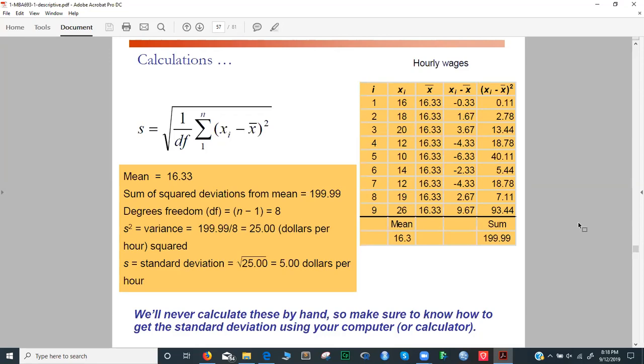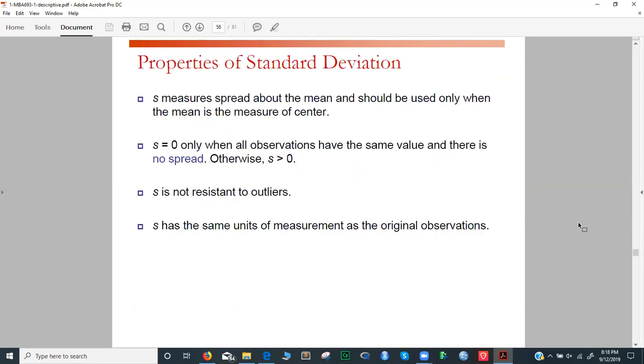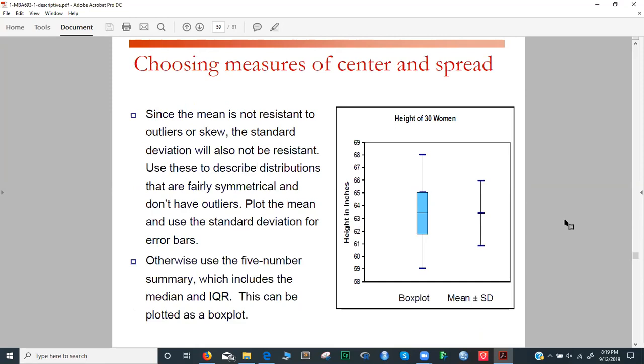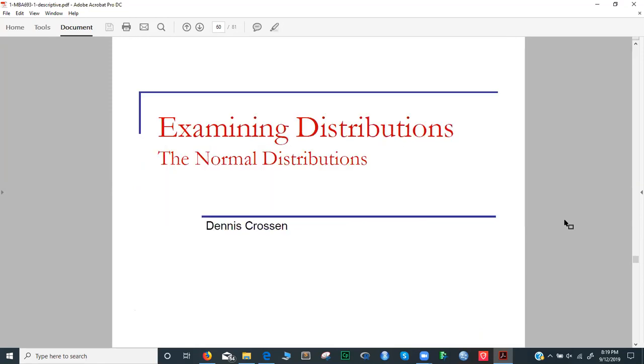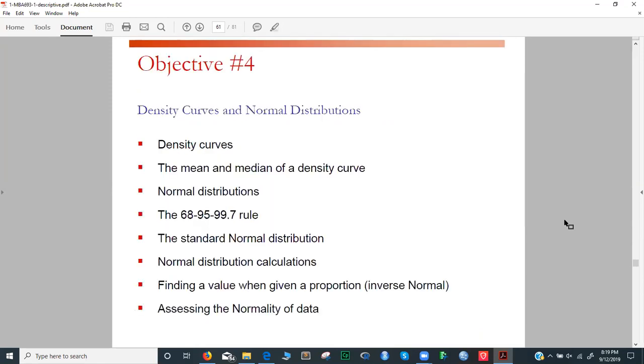Okay, degrees of freedom, we're moving on, no, let's stay here for a second. S is 0 only when all observations have the same value and there's no spread. So there's no spread at all when S is equal to 0, and it's not resistant to outliers. Okay, let's move on. So we have a bunch of things here, the 68, 95, 99.7 rule.